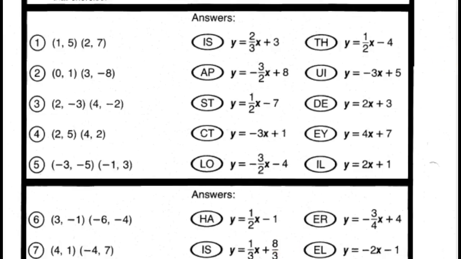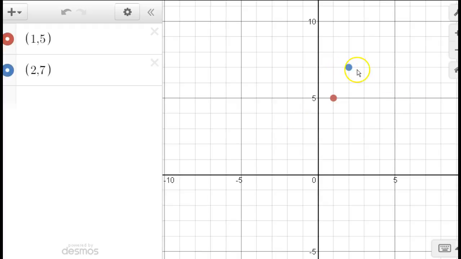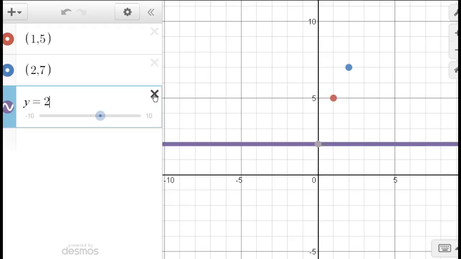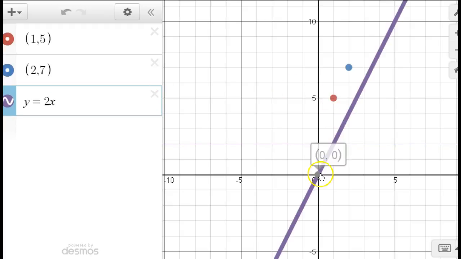Okay, so here's what you're doing graphically. So we're trying to find the equation of the line that goes through these 2 points, right? So here you can look at and just see what's the slope. Yeah, up 2 over 1, right? So we know it's going to be y equals 2x. And then we have to figure out the right y-intercept, right?